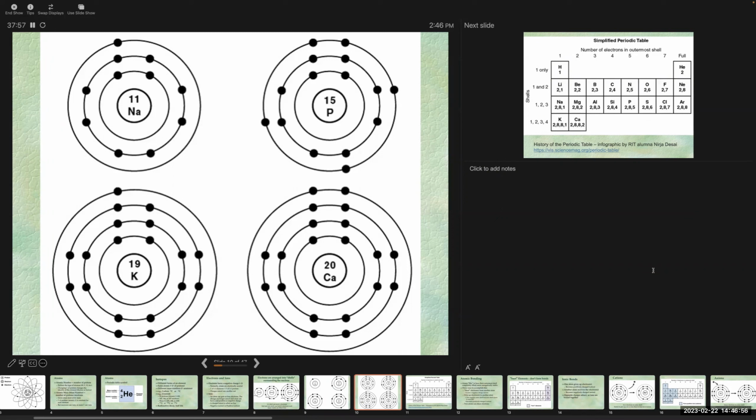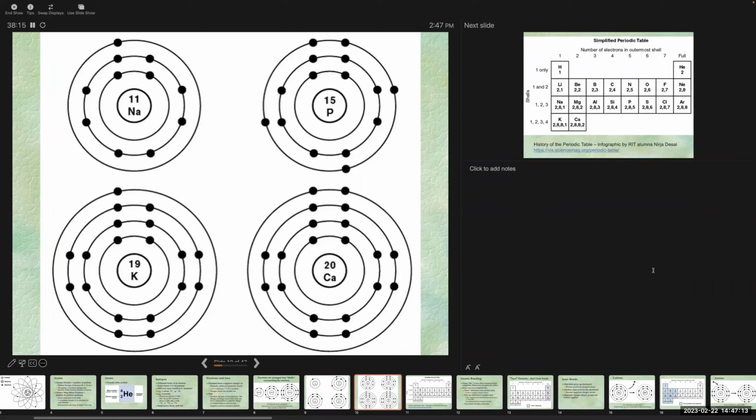Phosphorus to the right has an atomic number of 15, so 15 protons in the nucleus, 15 electrons orbiting in the electrically neutral form of phosphorus. So 2 in the first shell, 8 in the second shell, that's a total of 10. So that means the remaining 5 have to be in the outer shell.